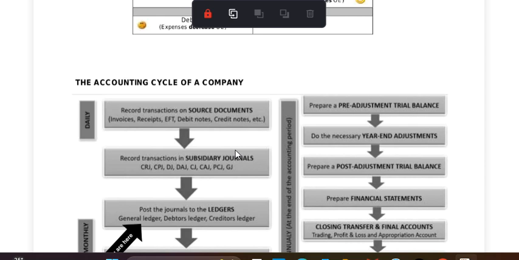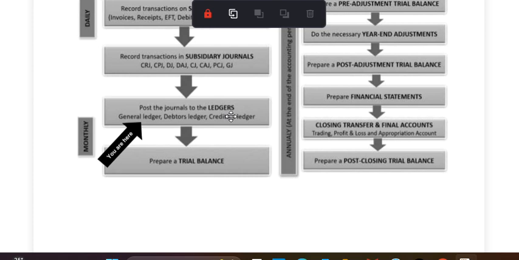So now let's look at the accounting cycle of a company. What happens on the daily? Daily, you record transactions on source documents, so there could be your invoices, receipts, EFT, debit notes, credit notes, and others. And then you record transactions in your subsidiary journals, so CRJ, CBJ, DJ, DAJ, CJ, CAJ, PCJ, and general journal. After you've done that, you post the journals monthly.